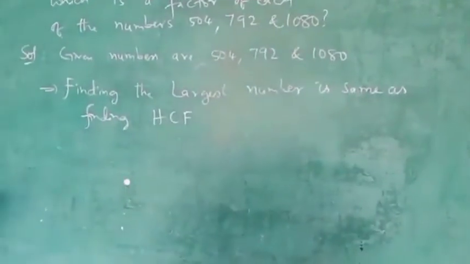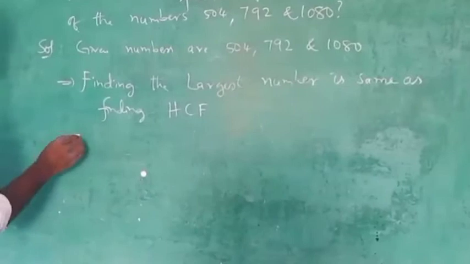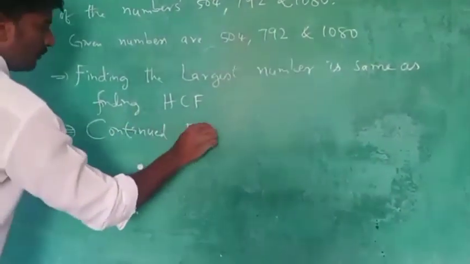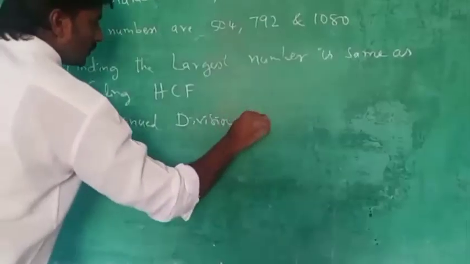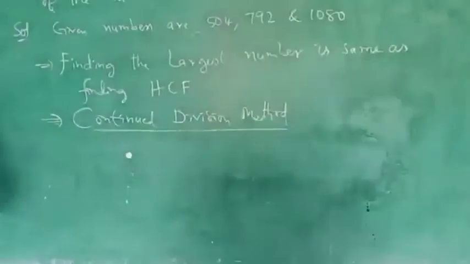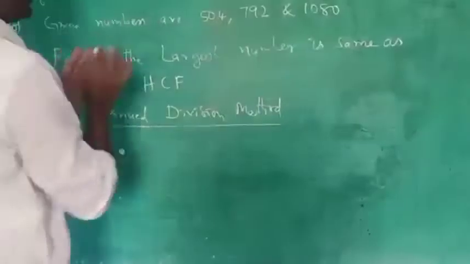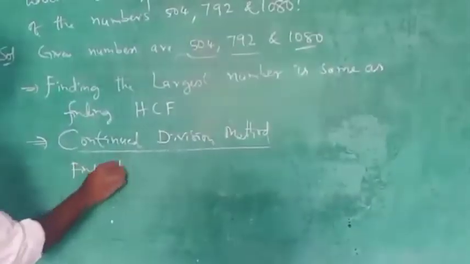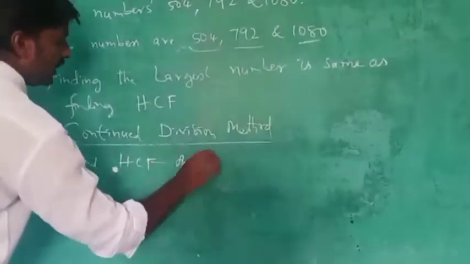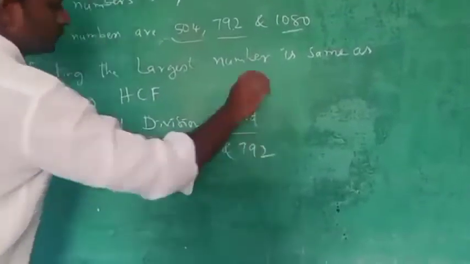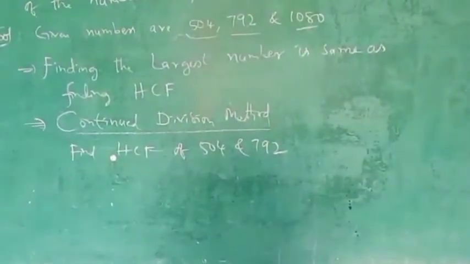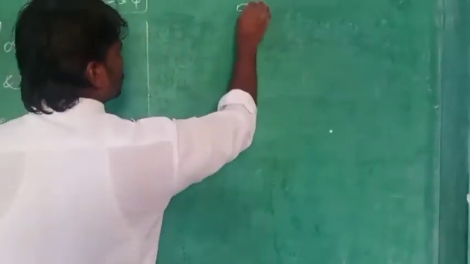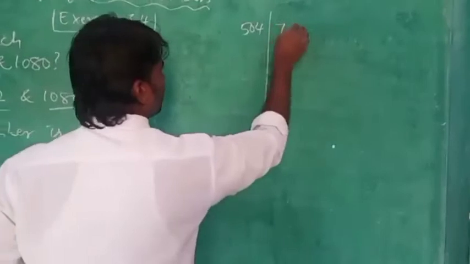Now, shall we do the continued division method? Okay, I'll do it by the continued division method. In this method, what do we learn? You take any two numbers out of these three. Find the HCF of 504 and 792. Okay, children, shall we try? I'm trying here. Take 504 and divide into 792.